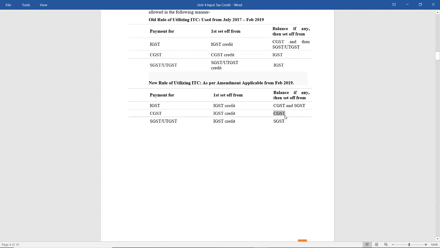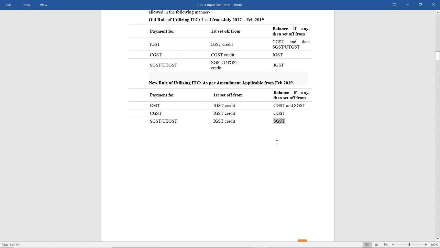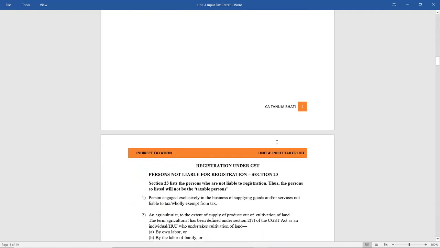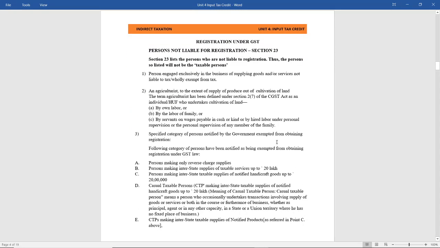and if balance is remaining, then it is going to use its own credit, and then IGST credit is first going to be used for SGST payment, and if balance is remaining, then it is going to use SGST credit. So this is the manner of utilization of credit. Remember, in this module, you do not have any problems. So you just need to remember the provisions. So we have completed input tax credit. Now let us see registration.